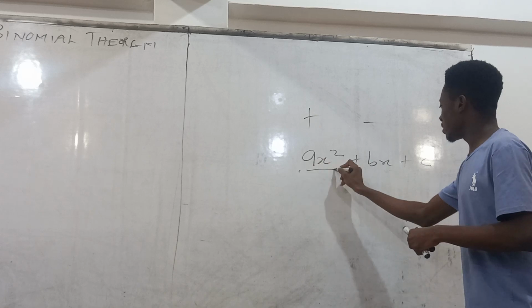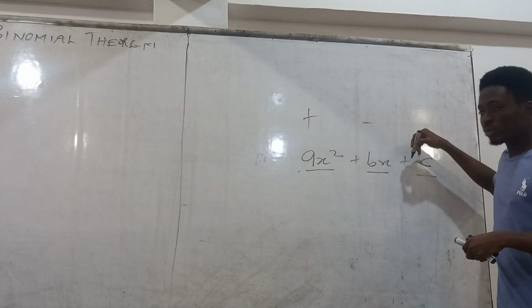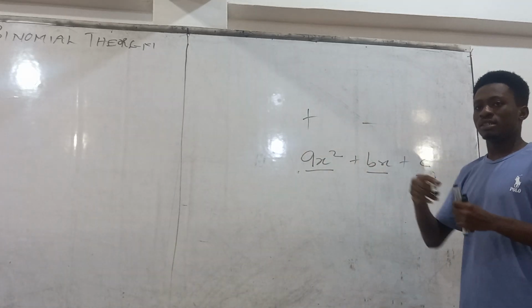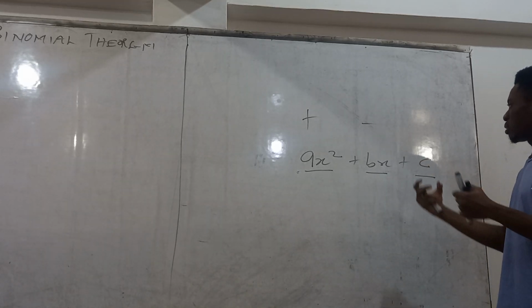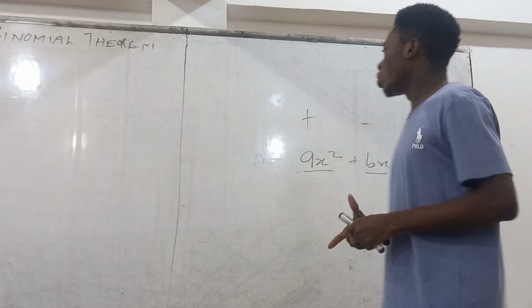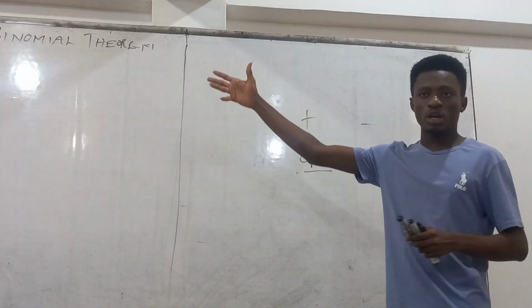So this is the first term, the second term, and the third term, and they are separated by the addition sign. Do you get it? That's the role of the addition and subtraction. They define terms, but the multiplication and division will combine the terms. So what we are focusing on is the binomial theorem.